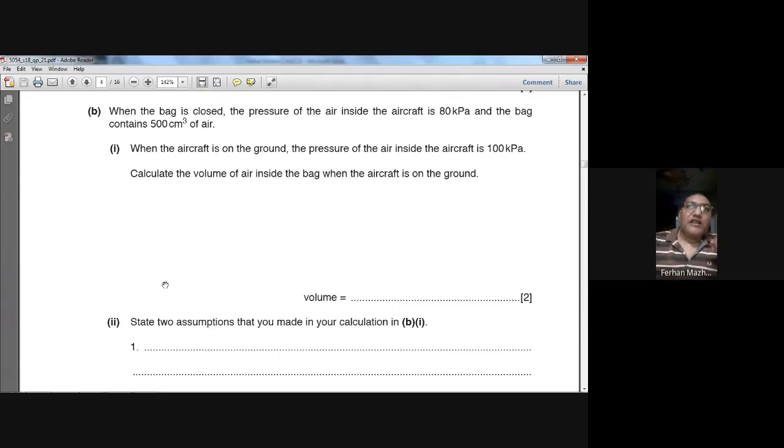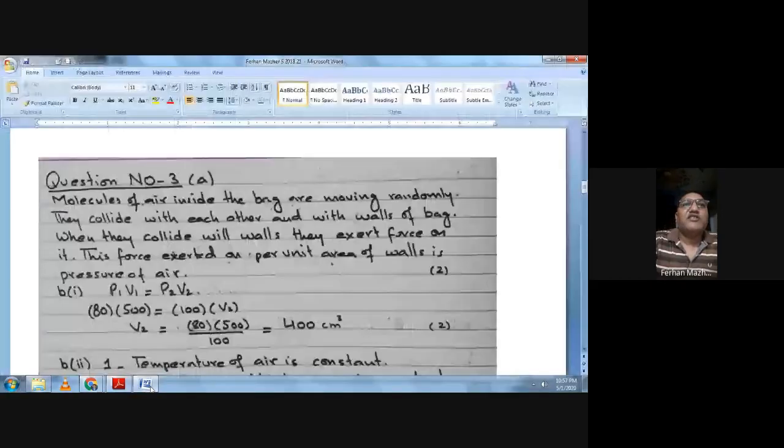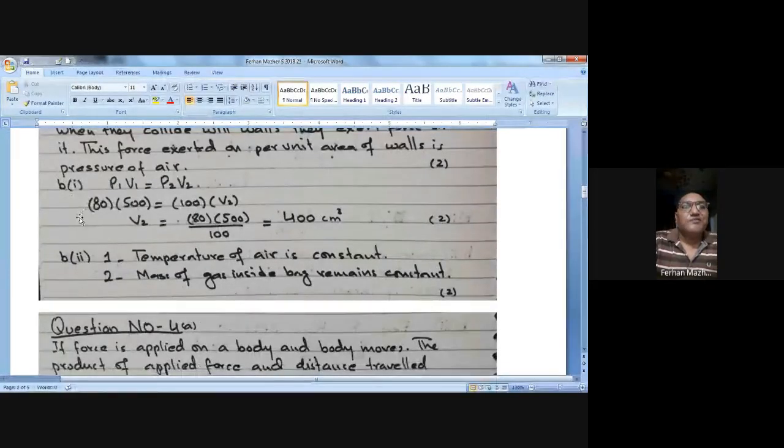P1 is 80 kilopascal, V1 is 500, and P2 is 100 kilopascal, and V2 is the question. So very simple, 2 marks numerical. I have done the working. The B first part is on your screen.